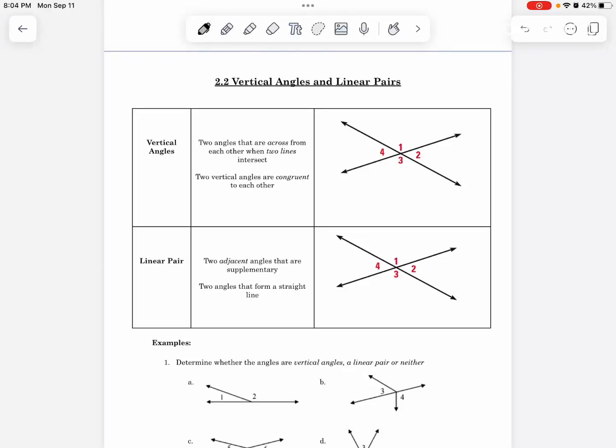Hi, you guys. We are on chapter 2 and we are doing section 2.2. I have two new vocab words for you. One of them is vertical angles right here, and the other one is linear pairs. Okay, so what are they? What's the difference? What happens?